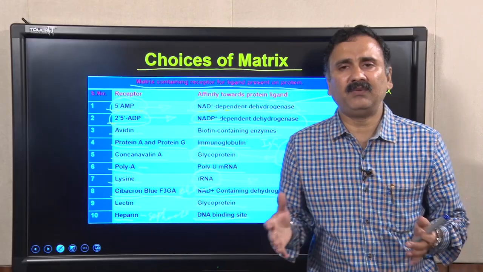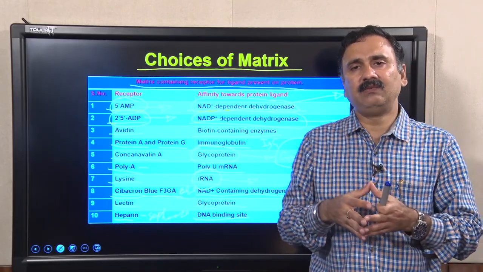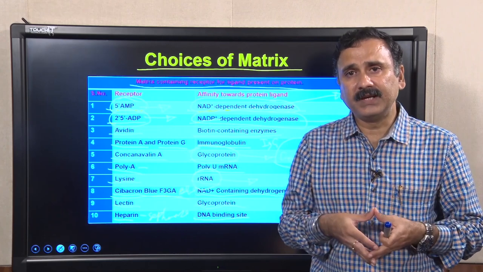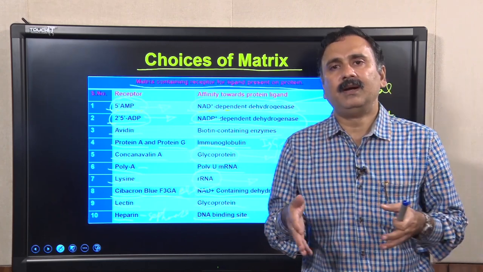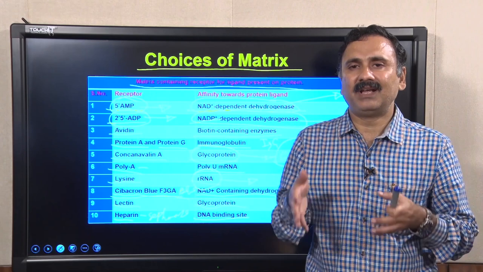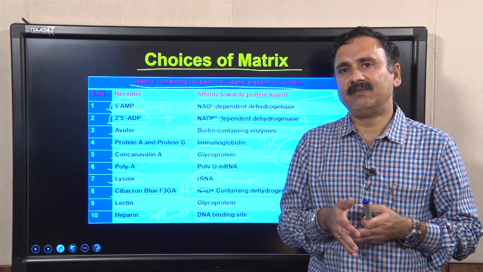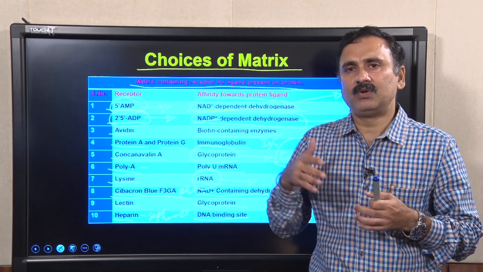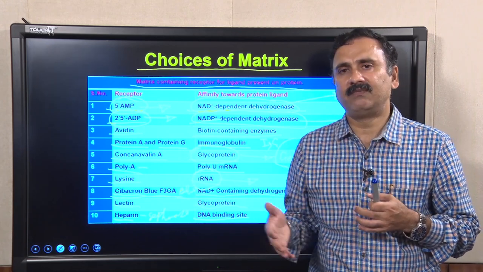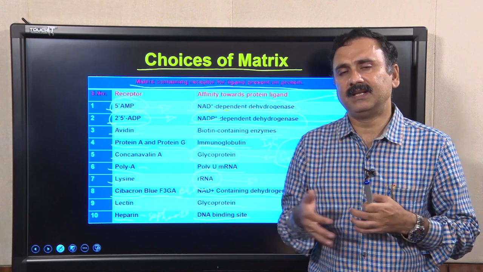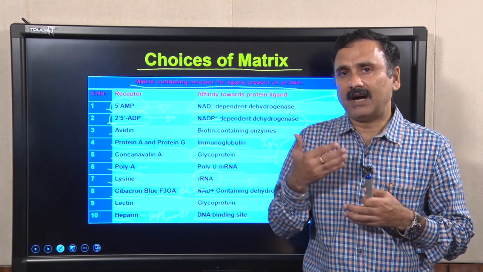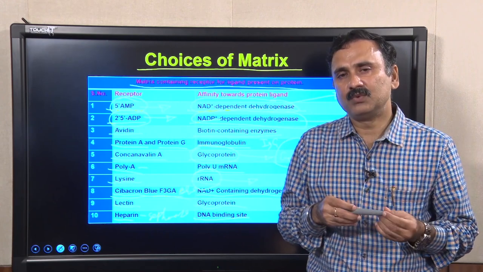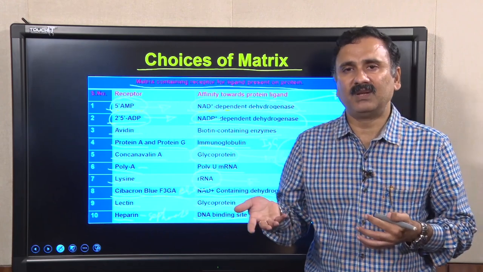So these are some of the classical examples of affinity chromatography matrices that people are using. We have many more columns or matrices available for performing affinity chromatography. If you are interested, you can go through the catalogs of different companies, and that will give you an idea of the different types of chromatography columns you can use for your specific need.